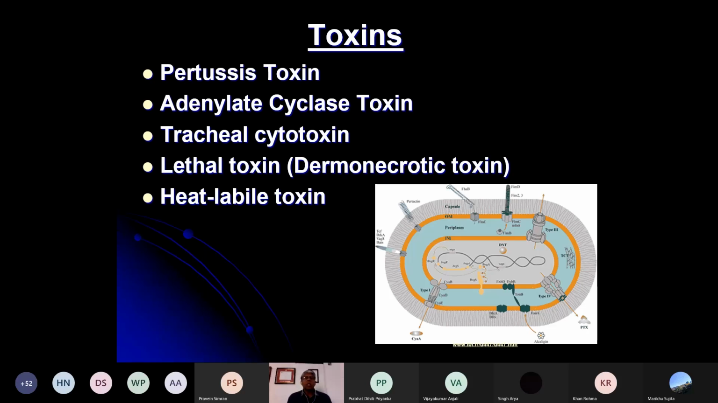Now let's have a look at each of these toxins. The pertussis toxin, the adenylate cyclase toxin, the tracheal cytotoxin, the lethal toxin or dermonecrotic toxin. It's called dermonecrotic because this toxin is found to destroy the cells of the skin, but we really do not know what role it plays in the respiratory tract. Perhaps it kills the cells of the respiratory tract also in the same way as it kills the skin epithelium, and the heat labile toxins. So these are the various toxins.